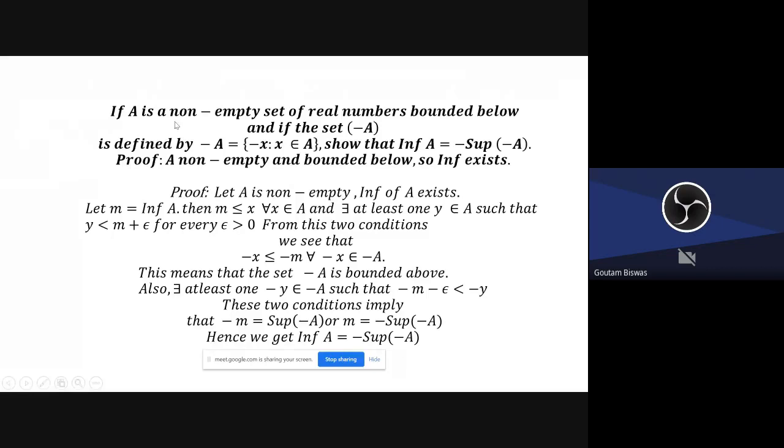Proof starts with: let A be... This proof you can omit. Okay.